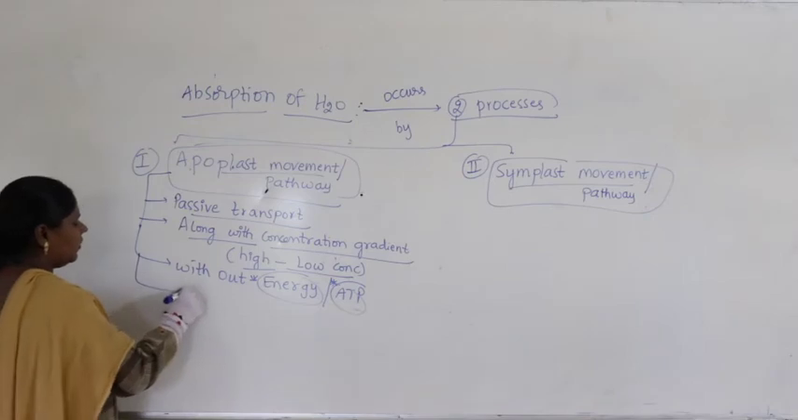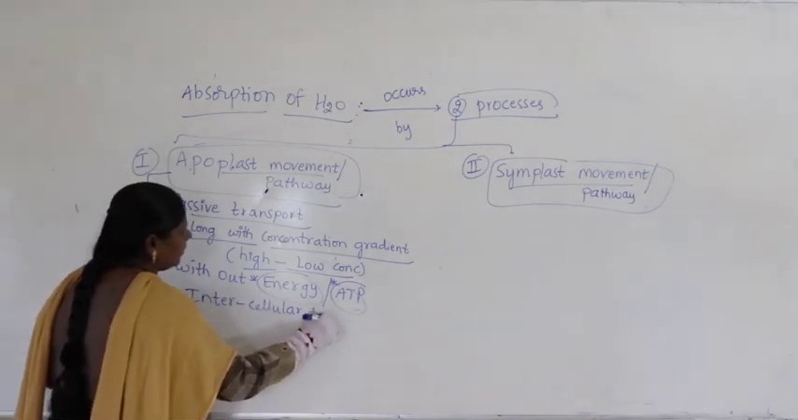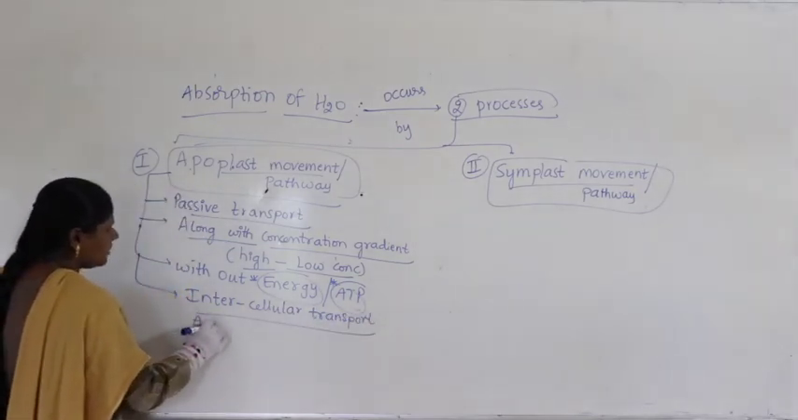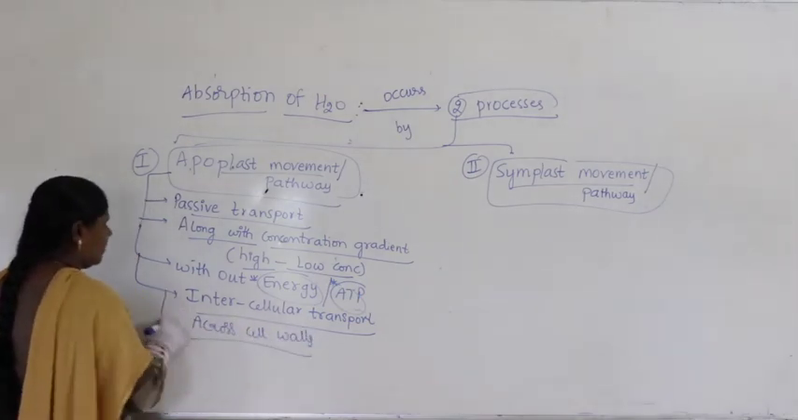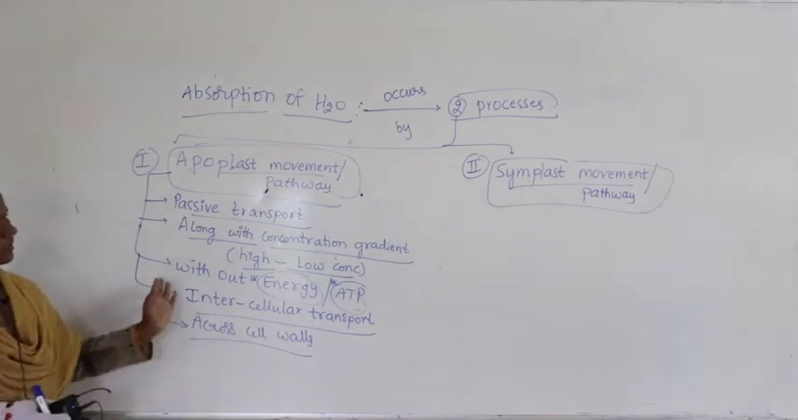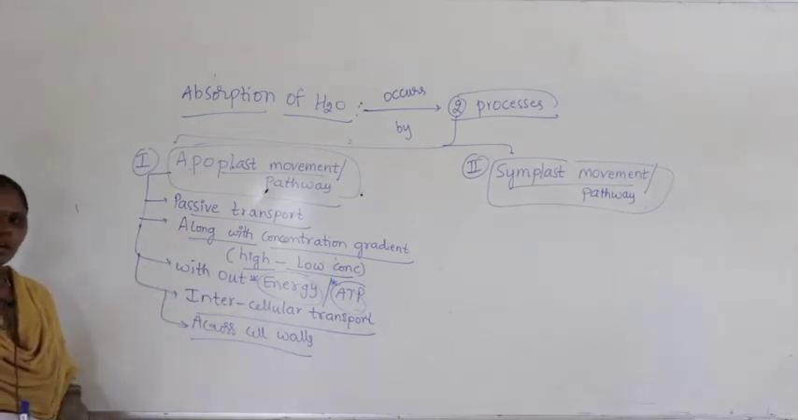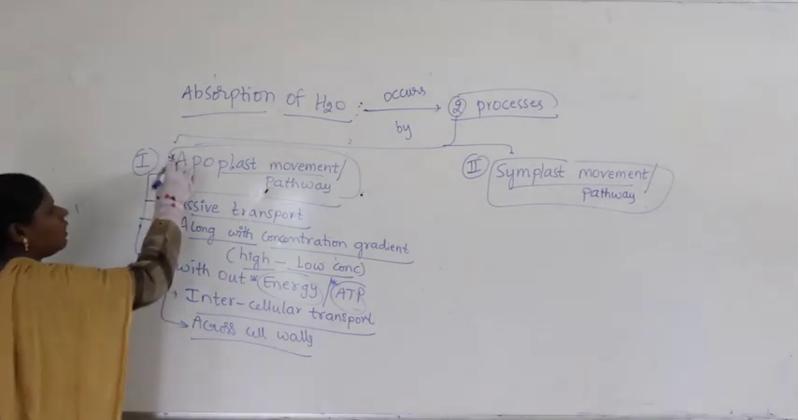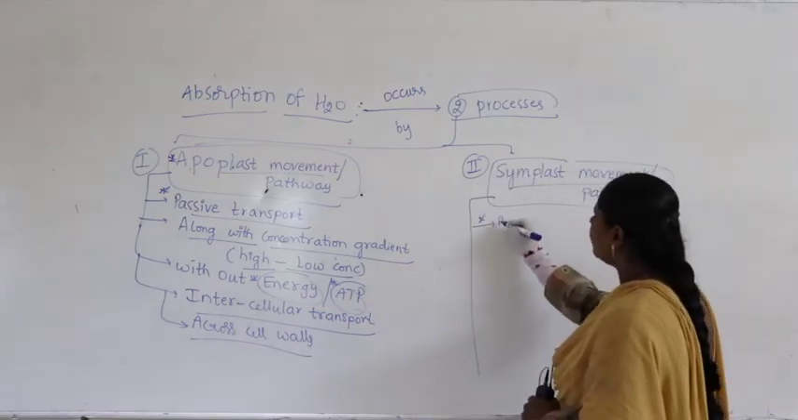Now it is also referred to as intercellular transport, across cell walls. Similarly, let us write the reverse for symplast. Apoplast is a passive transport, so obviously symplast we write as active transport.